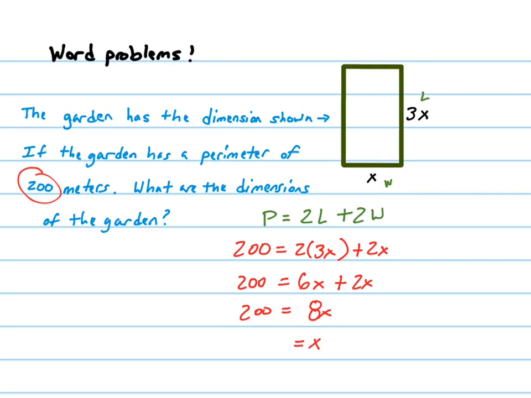So x equals 25. So that means our width in this case is 25, and I'm not certain if it's feet, meters, what, so we can just say 25 meters. And then in this case, 3x, that tells us that the length would be 75 meters.